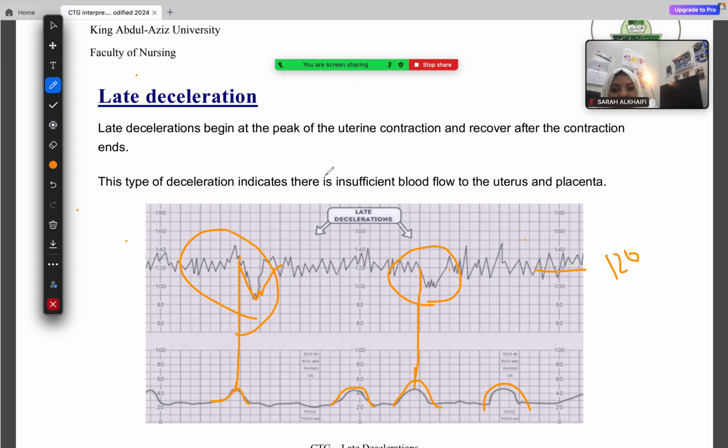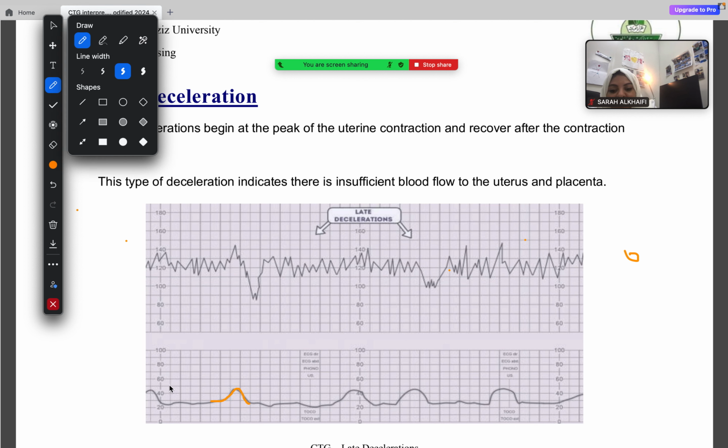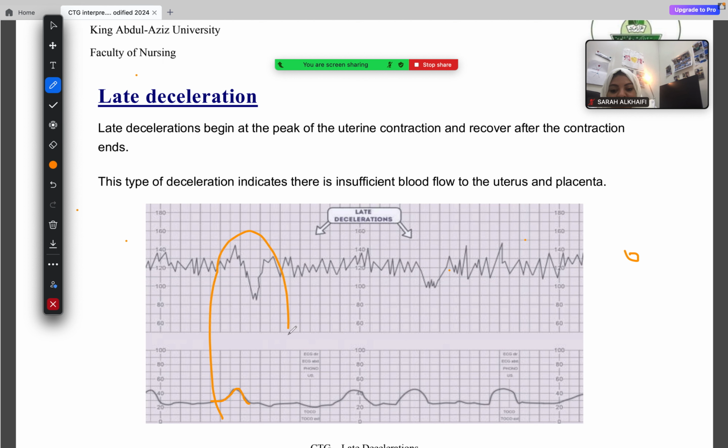And if I delete my marks on the screen, you can see that. It's very obvious. If you draw a line, and I'm going to do that now. Here, look at this one. The uterine contraction came, and the deceleration came after the uterine contraction. Again, the uterine contraction came, then the deceleration happened. So we call this late deceleration. Usually, it might indicate something we call fetal-maternal insufficiency.